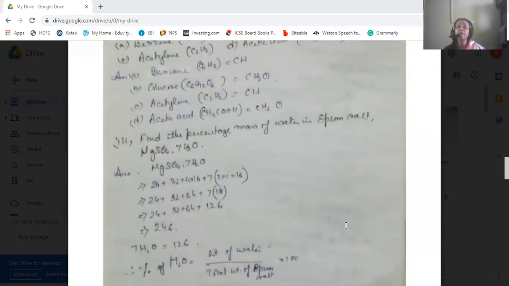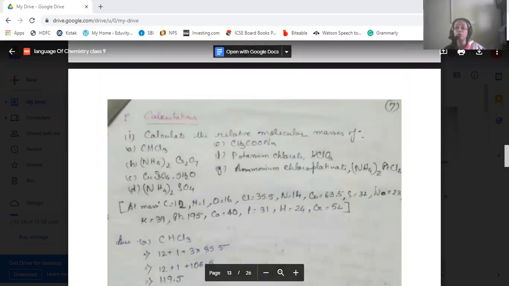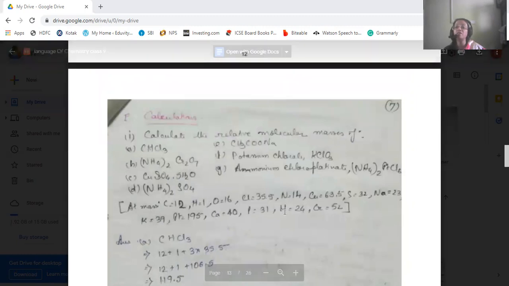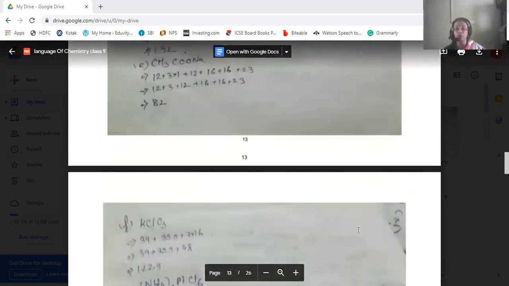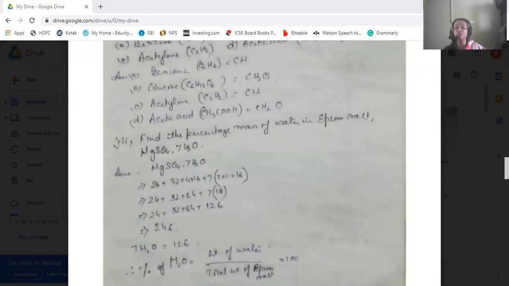Now find the percentage mass of water in Epsom salt. Epsom salt, okay, magnesium sulfate, hydrated salt of magnesium. So that is Epsom salt. So that one which had the atomic mass of 24, that is magnesium, not M, it's Mg. Okay, please correct it. It's Mg.